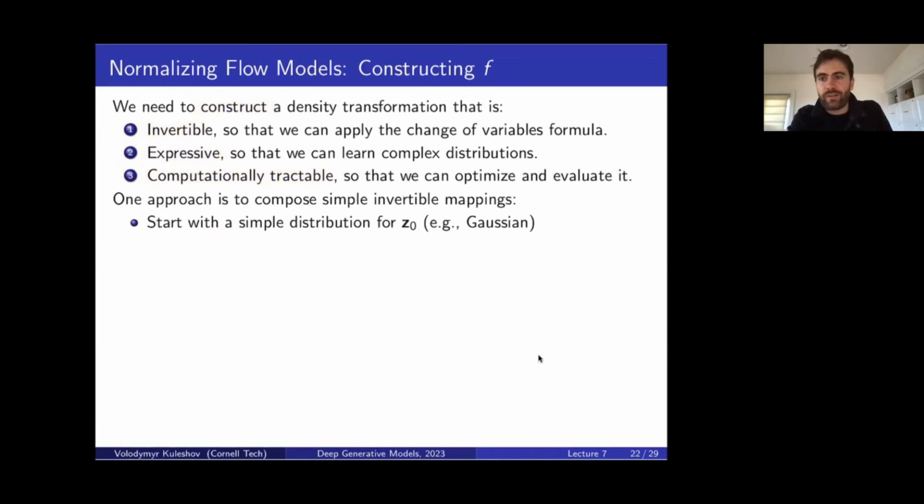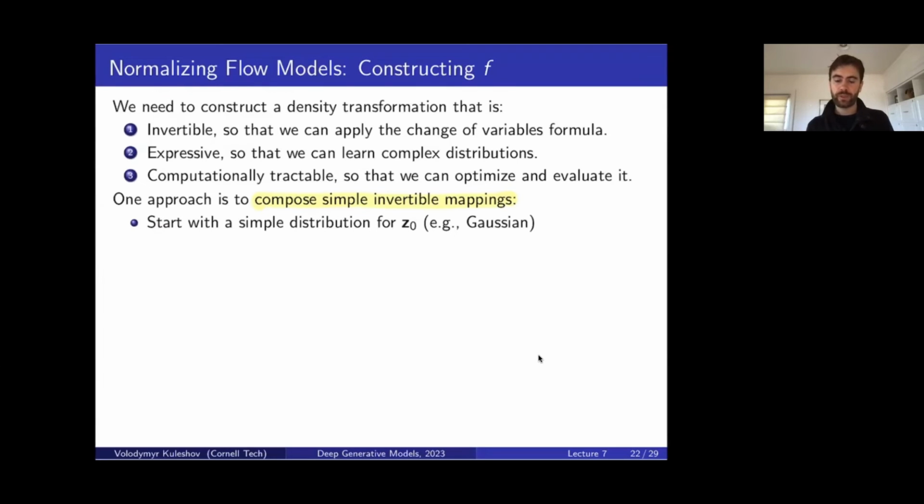So in this lecture and in the next lecture, we're going to see a few ways of constructing these f's which have the properties that we want. But for now, I will give you one simple strategy that can be used to find an f that satisfies these three conditions. And the strategy is going to be essentially to combine small, simple, invertible mappings. What do I mean by that?